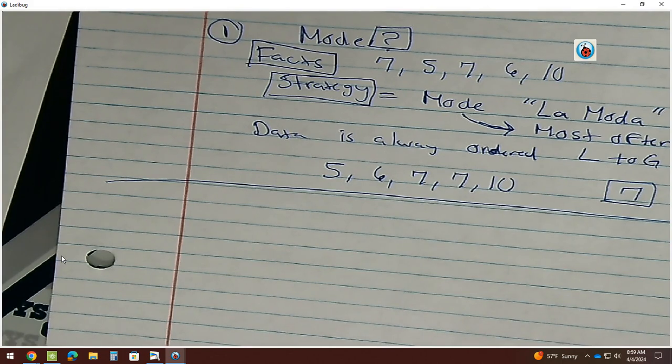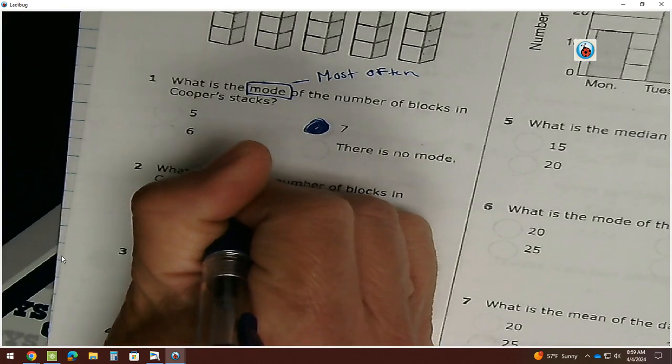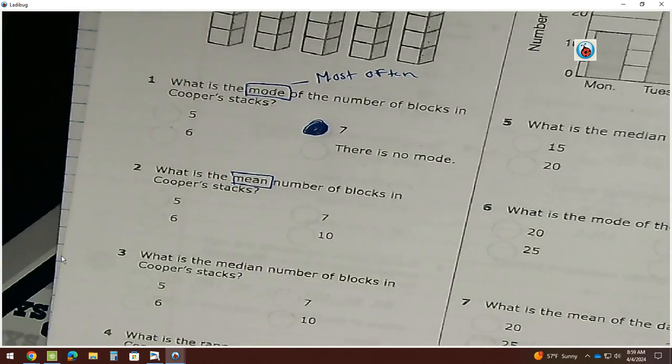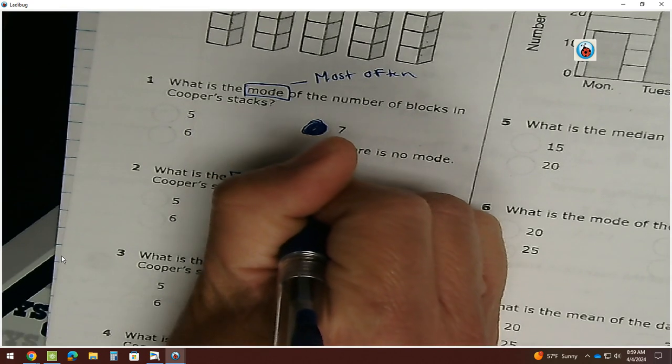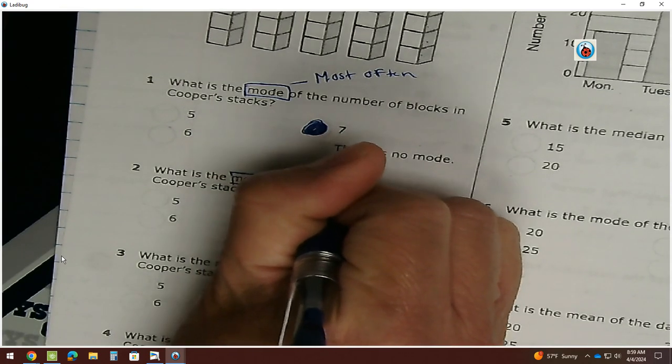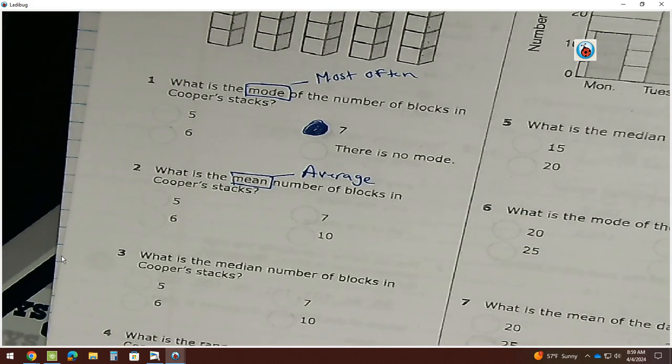The next one is mean. Box the word mean. And mean means the average.